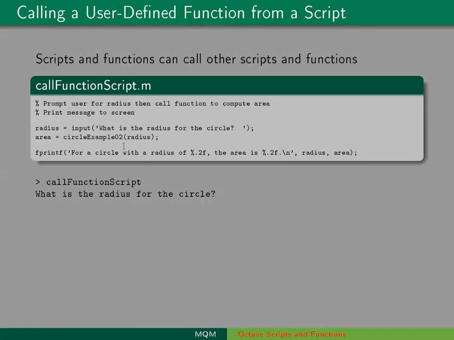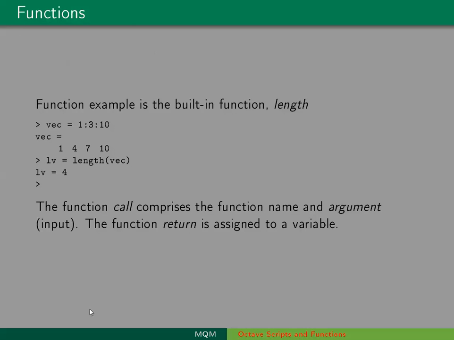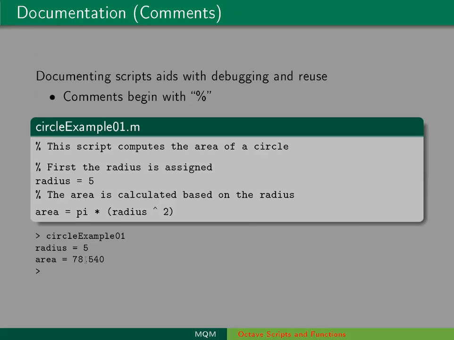Here, if we pass this function the value 5, it'll calculate the area for a radius 5 circle. If we pass it 10, it'll calculate the area for a radius 10 circle. That's more flexible than a script, which has the radius hard-coded into it. But scripts and functions are similar in that they're both text files saved with a .m extension.